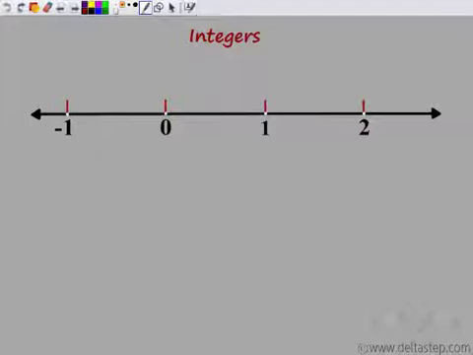Now, can you find an integer between 1 and 2? Clearly not. After 1, the next integer is 2. So there is no integer between 1 and 2. But what if I ask this same question when the number line represents rational numbers?